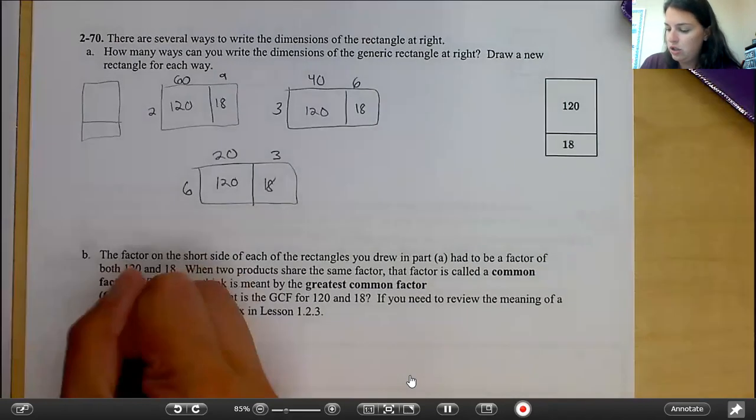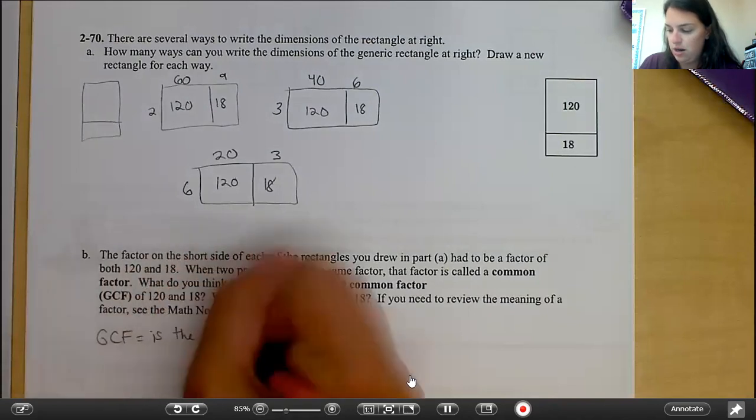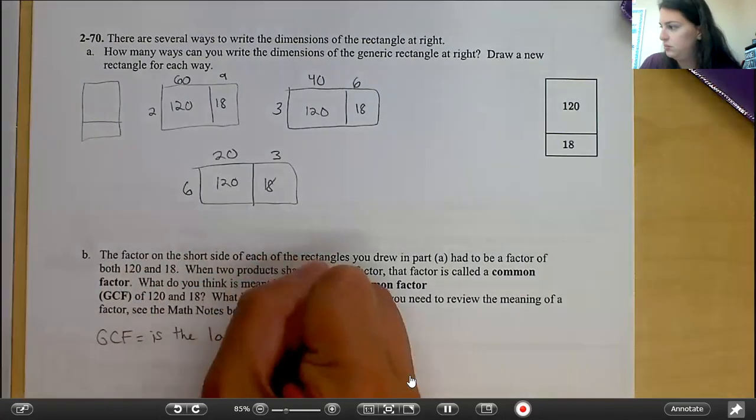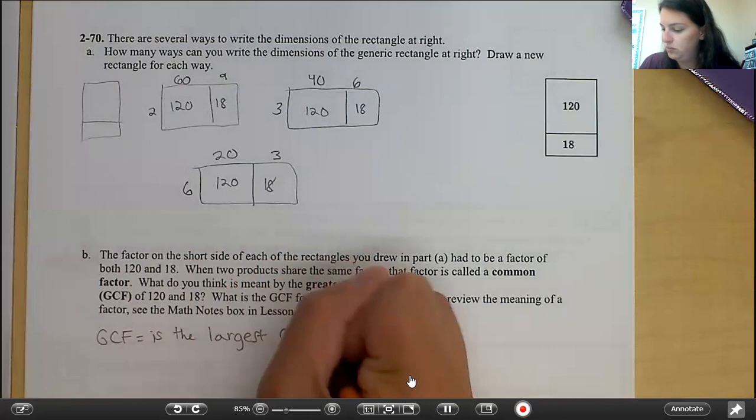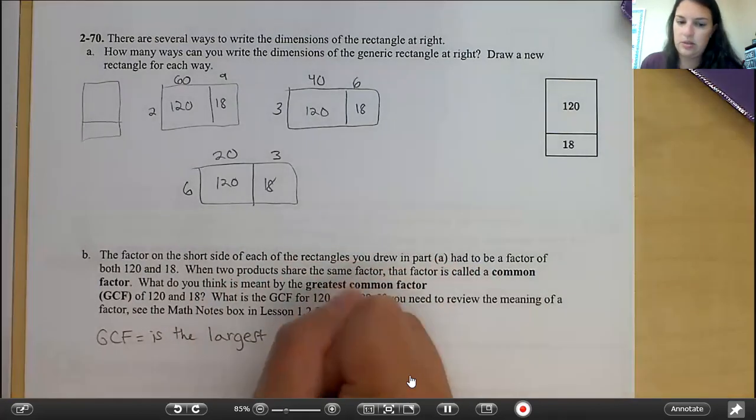So hopefully you said that the GCF is the largest common factor. And in this case, that would be 6.